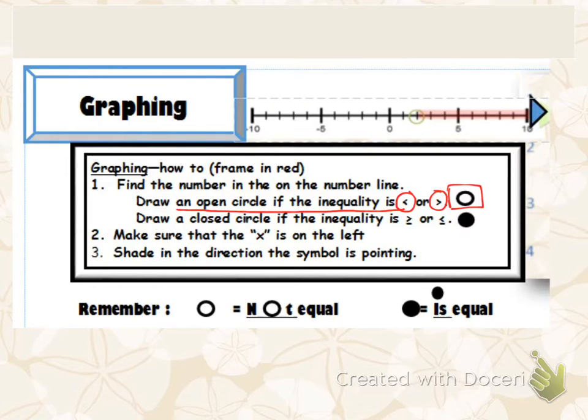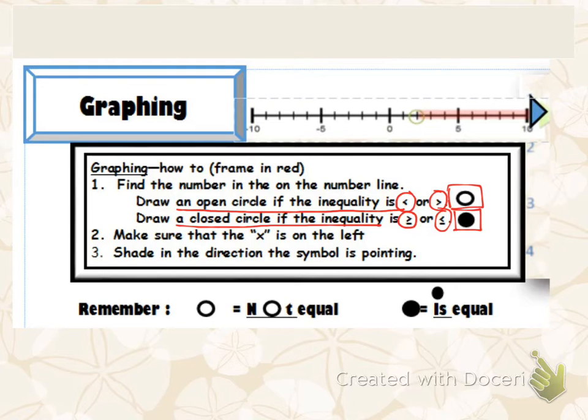Okay? Then it says you're going to draw a closed circle if the inequality is this one. What is that one? Greater than or equal to. Or if the symbol is less than or equal to. You're going to draw a closed circle. In other words, all that closed or open circle does is tell us: does it include the number that we're starting with, or does it start with the next number after that?